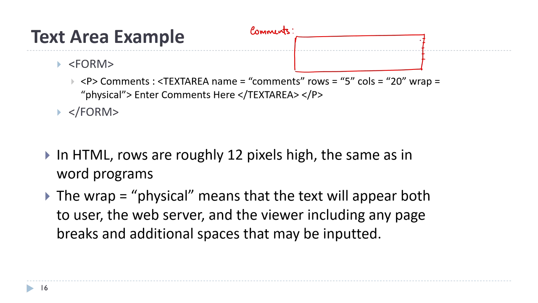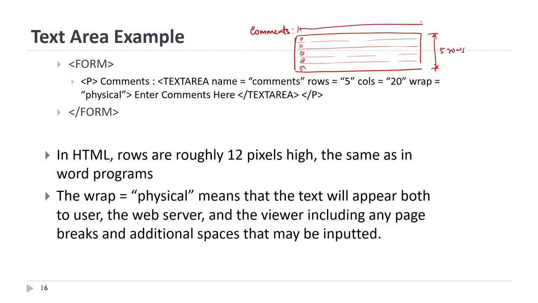Okay, I don't think I did the rows correctly. My bad. You won't get to see the rows, but I'm just drawing. 1, 2, 3, 4, 5. So this is row 1, row 2, row 3, row 4, and row 5. So these are the 5 rows, and this will be the 20 columns. And whatever you do, you type the comments there, and whether you want to wrap it or not, all those kinds of things.